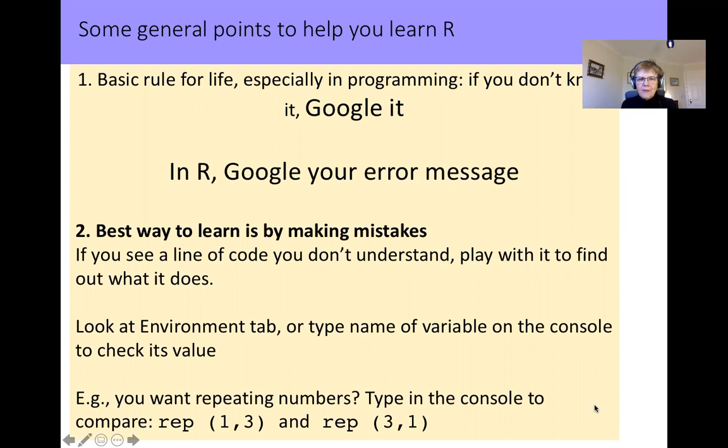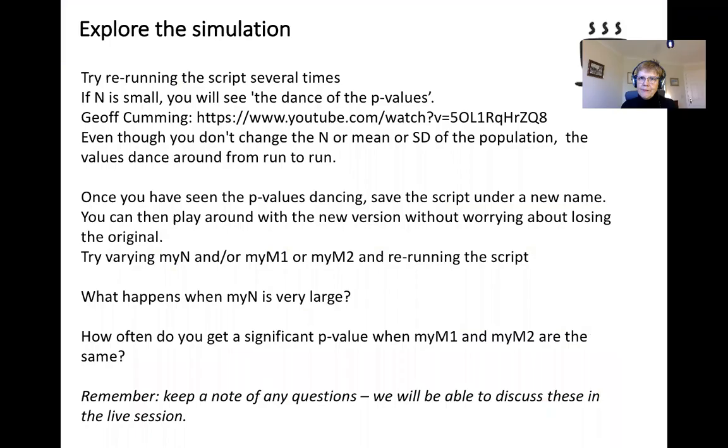I'm often very unsure about functions. There's a function to create repeated values, and I can never remember whether it's rep(1, 3) or rep(3, 1) if I want, for example, 3 copies of number 1 or 1 copy of number 3. So you just type it on the console, try it one way, try it another way until it works, and then you find it out. You have to be quite experimental.